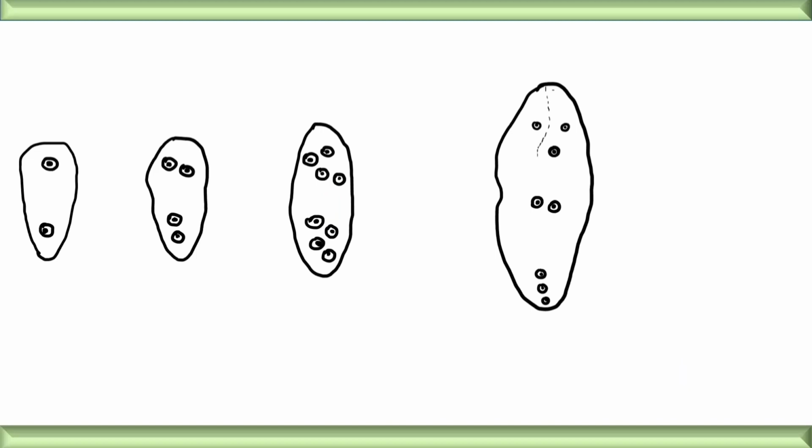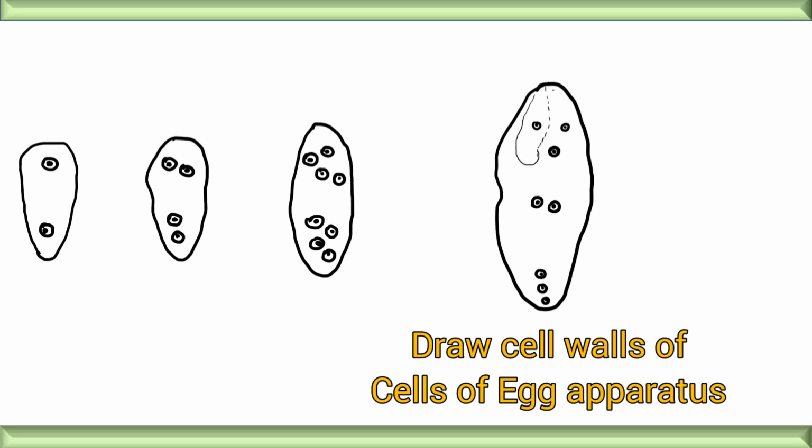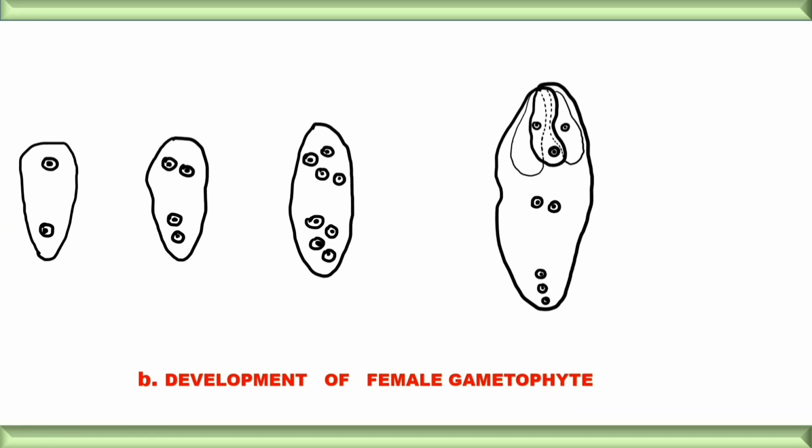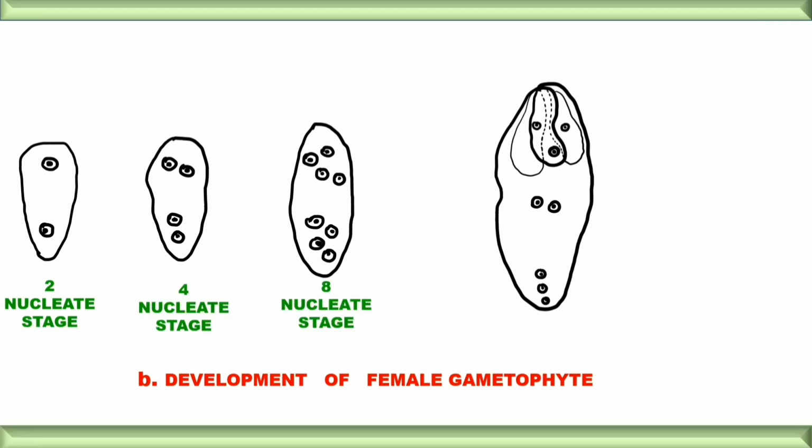Now the crucial stage appears, that is formation of the cell wall. The cell wall for the synergids, you will have to show it slightly in the dotted pattern, draw it very light as it is shown. So this is a kind of elongated cell which is formed, and then of course the central one, that is the egg, you will have to darken the cell wall. So this is the development of the female gametophyte. It involves a 2 nucleate stage, the 4 nucleate stage, and then the 8 nucleate stage with the corresponding last figure representing the cell wall formation.